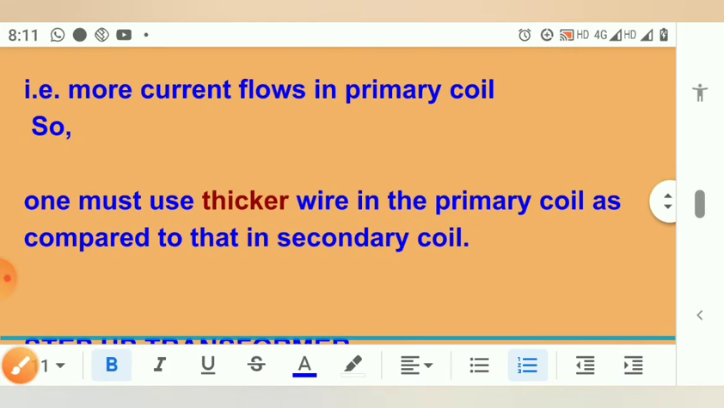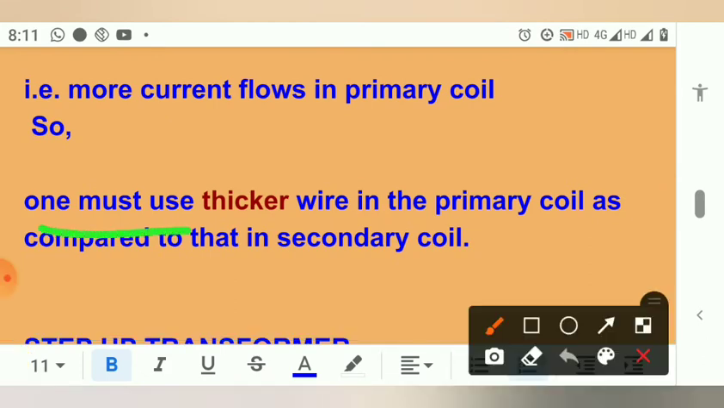So one must use thicker wire in the primary coil as compared to the secondary coil.